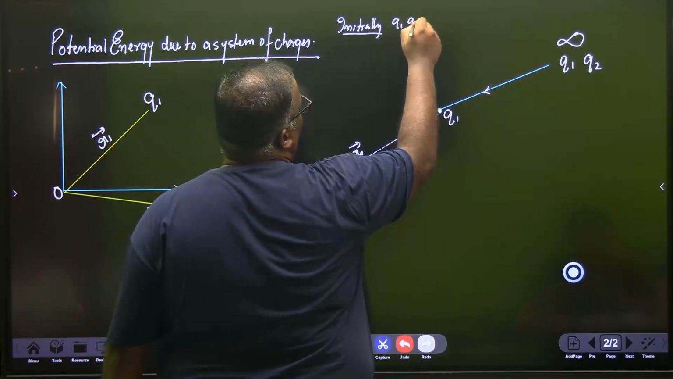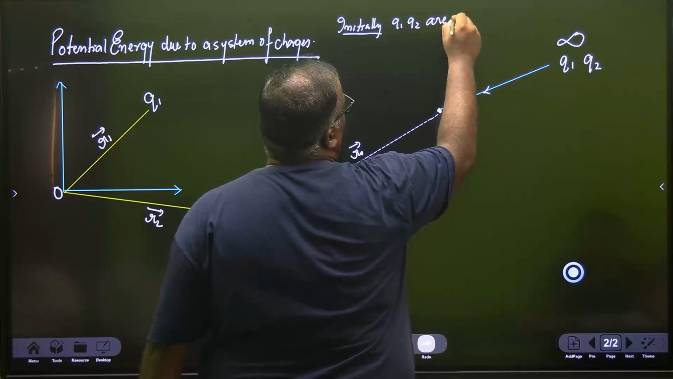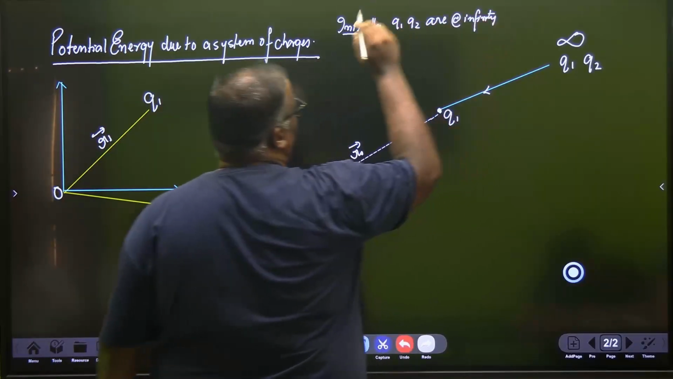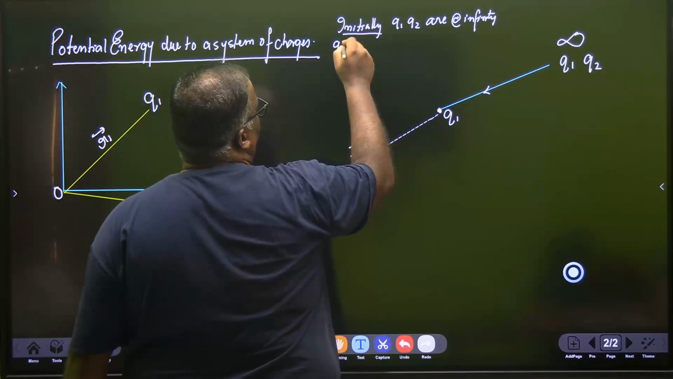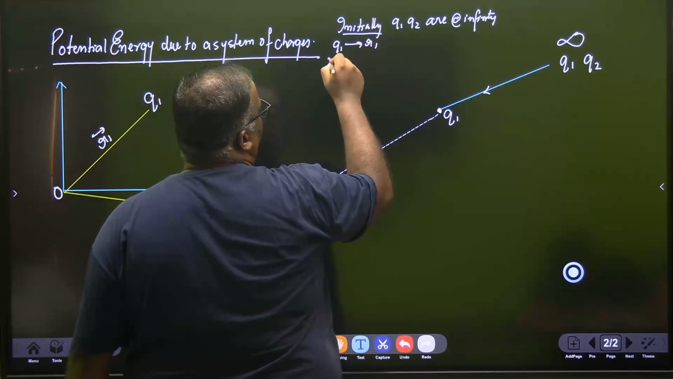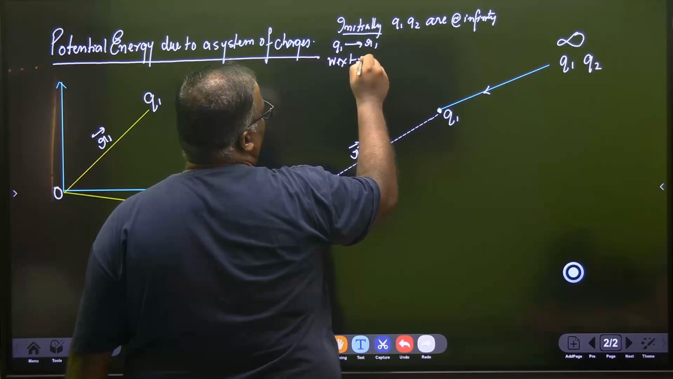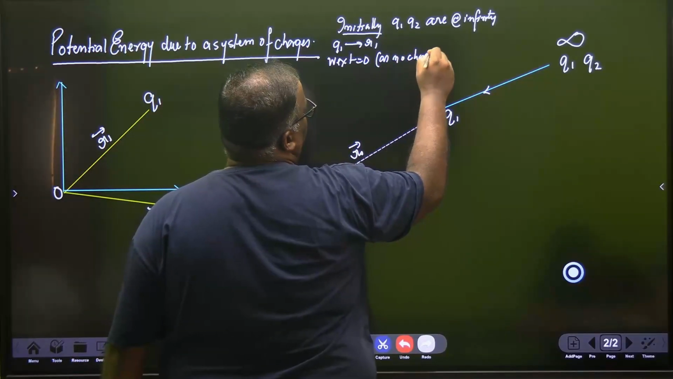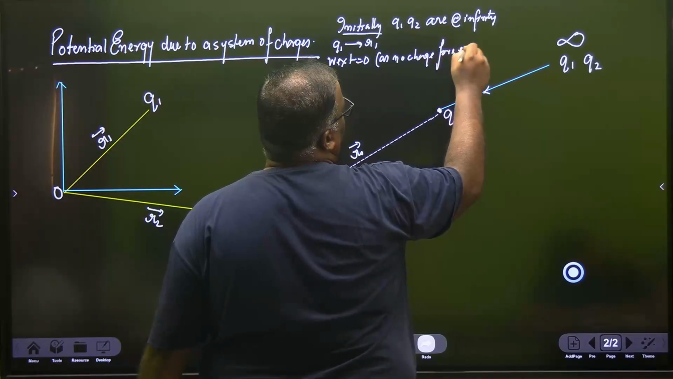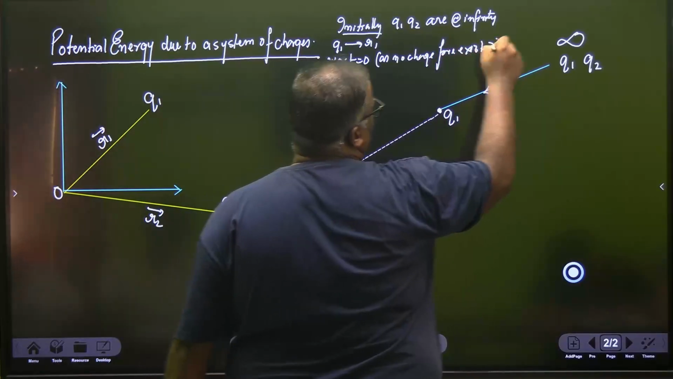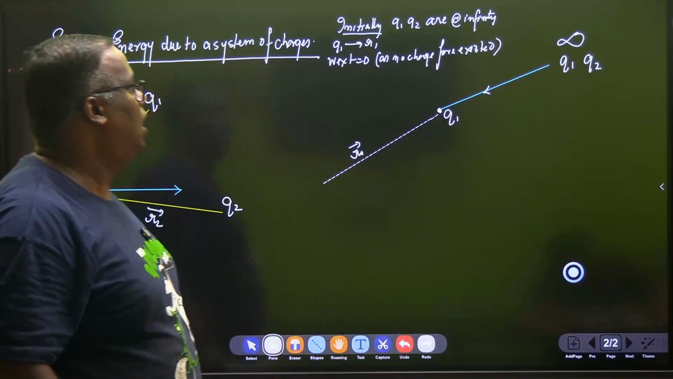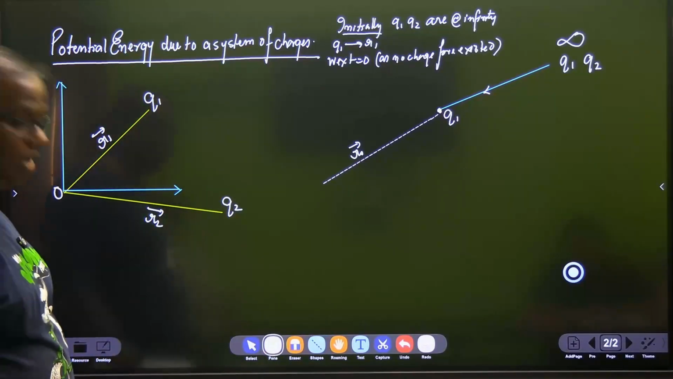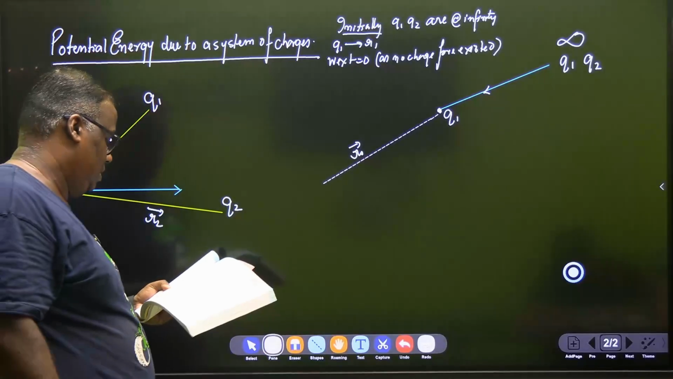Right? So initially, Q1, Q2 are at infinity. Okay. Q1 is moved till R1. W external is equal to 0, as no charge pre-existed. Our system is because of two charges Q1 and Q2. हमने तो सिर्फ Q1 को लाया and no charge pre-existed, so the work done is equal to 0. Right?